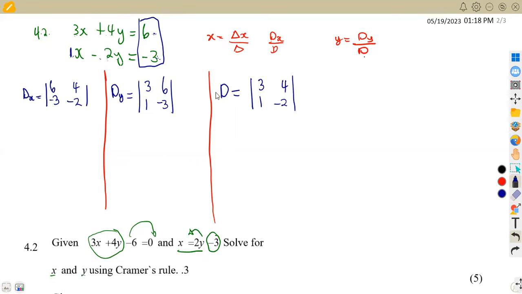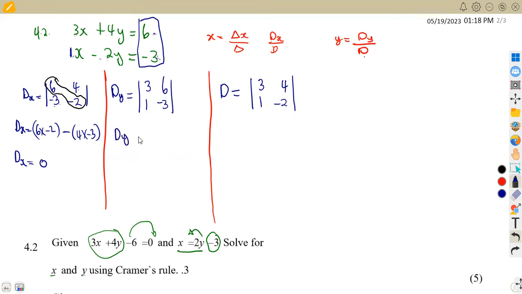All right, so determine your determinant. Remember, determinant is the major diagonal, the product of these, 6 and negative 2. So we are going to have the product of 6 and negative 2 versus 4 and negative 3. So let's quickly have this, 6 times negative 2 minus 4 times negative 3, of which you can just use your calculator at once to determine this. So this is going to give us a 0.